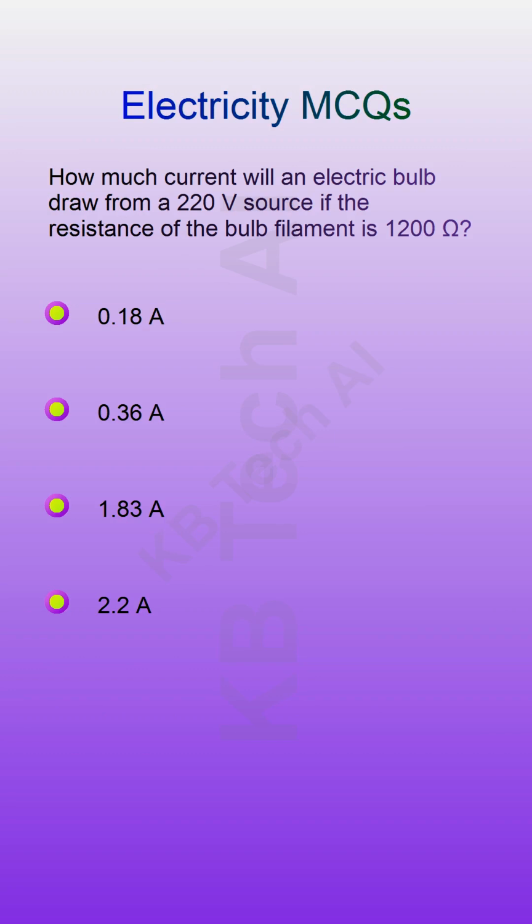How much current will an electric bulb draw from a 220 volt source if the resistance of the bulb filament is 1200 ohms? Option 1, 0.18 ampere. Option 2, 0.36 ampere. Option 3, 1.83 ampere. Option 4, 2.2 ampere. The answer is, option 1, 0.18 ampere.